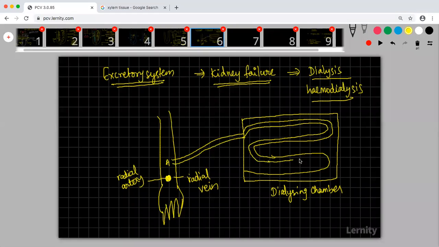Like this. And then again, one more output will be there, which will be connected to the radial vein. Okay. So ultimately what will happen is your blood will be pumped out of the artery here. It will be going through these particular tubes, and then it will try to come out. So this particular chamber is filled with a fluid.